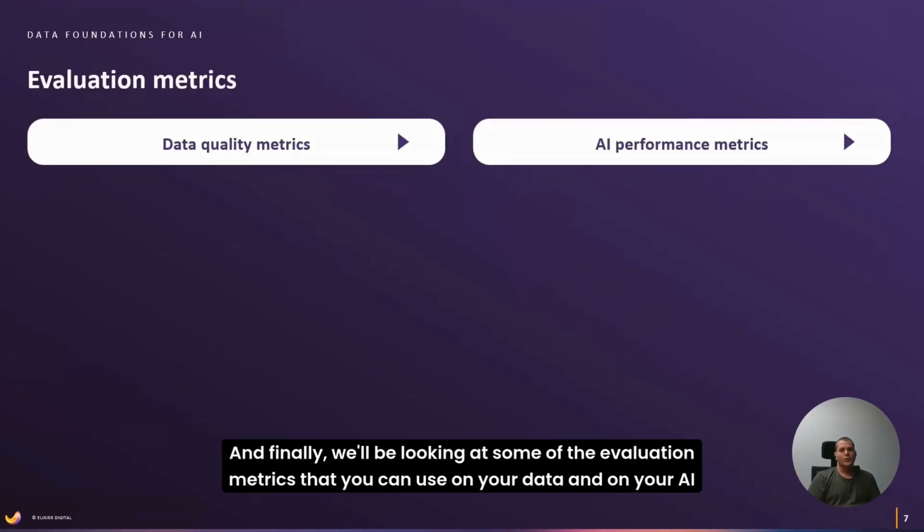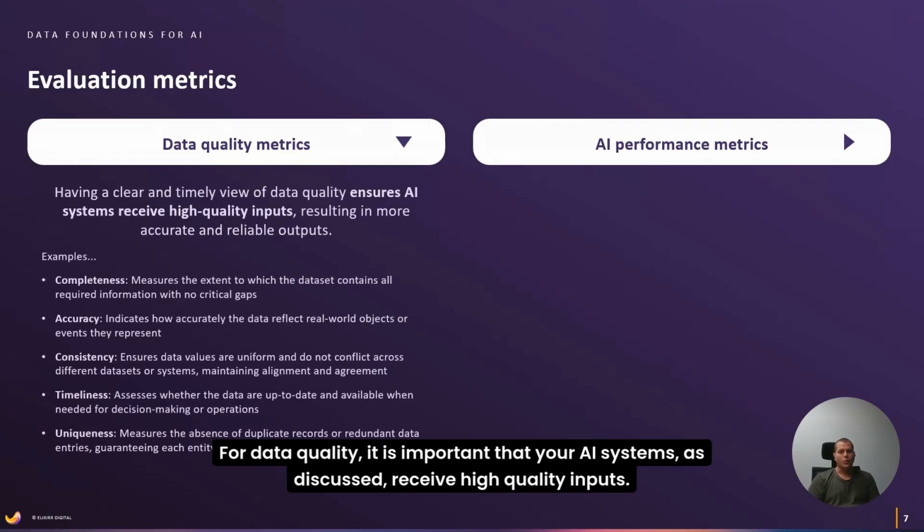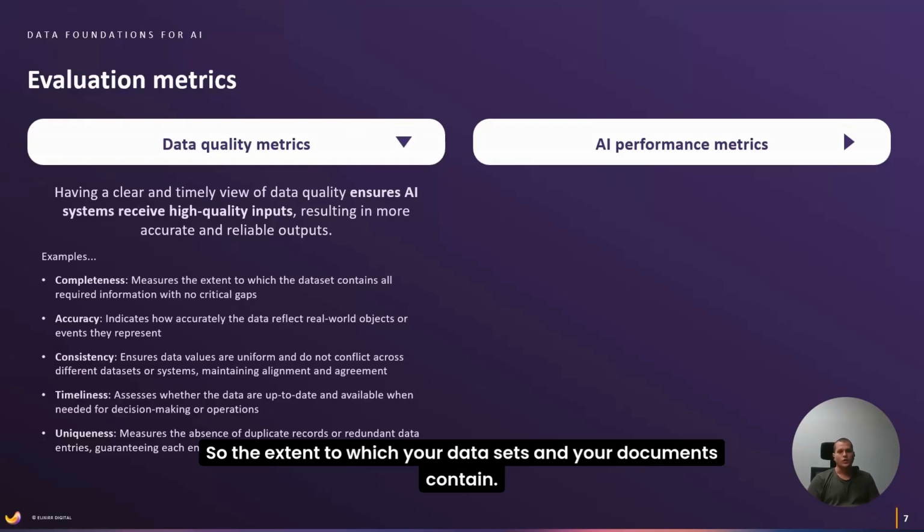And finally, we'll be looking at some of the evaluation metrics that you can use on your data and on your AI performance, so to measure data quality and to measure how well your AI is doing. For data quality, it is important that your AI systems, as discussed, receive high quality inputs.